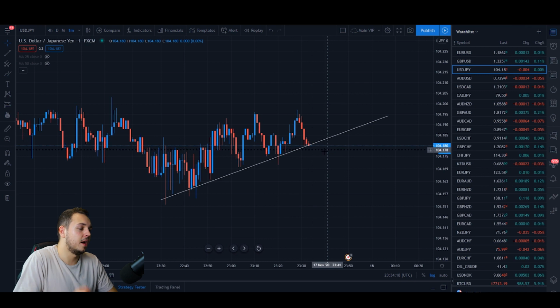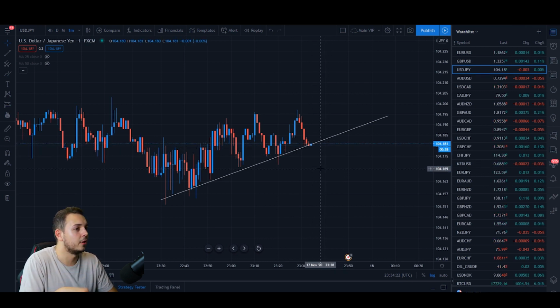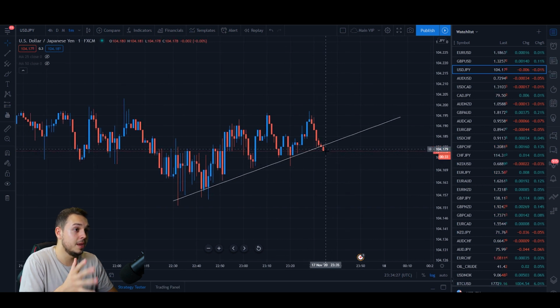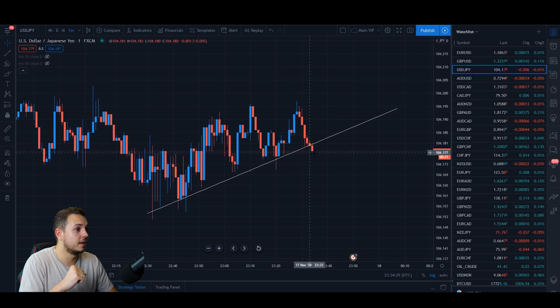I need a stop. Basically, what I'm looking for is a substantial break towards the downside. If I get it, I will definitely be trading towards the downside. Maybe this is it actually. 30 seconds left until this candlestick closes.